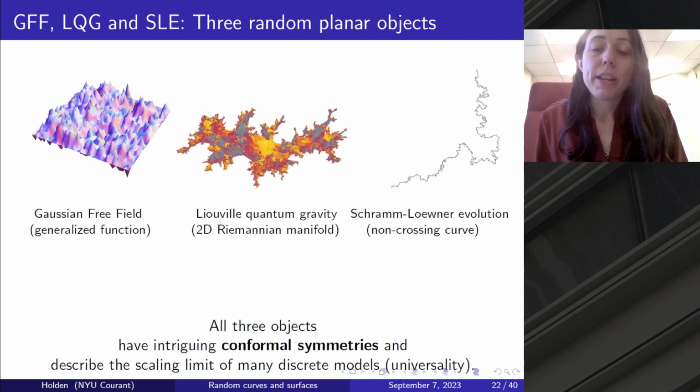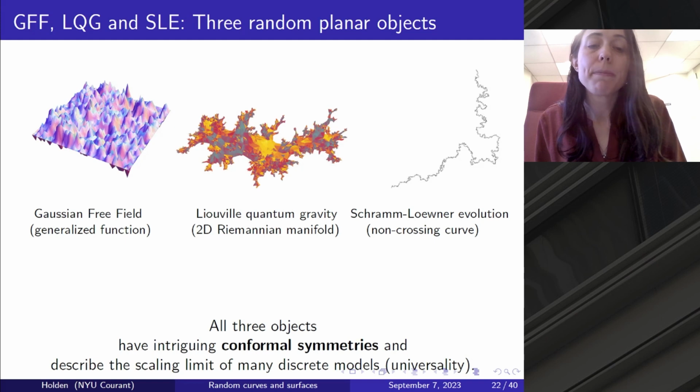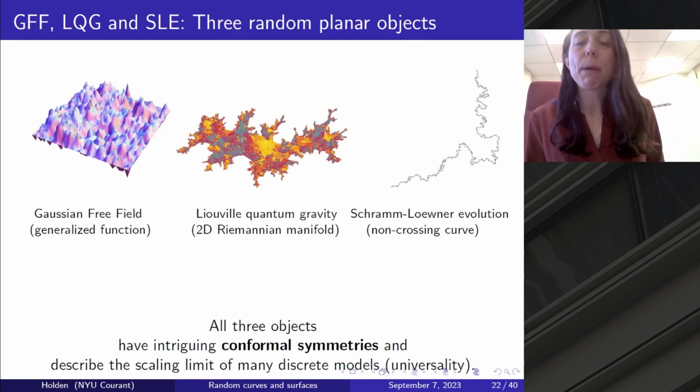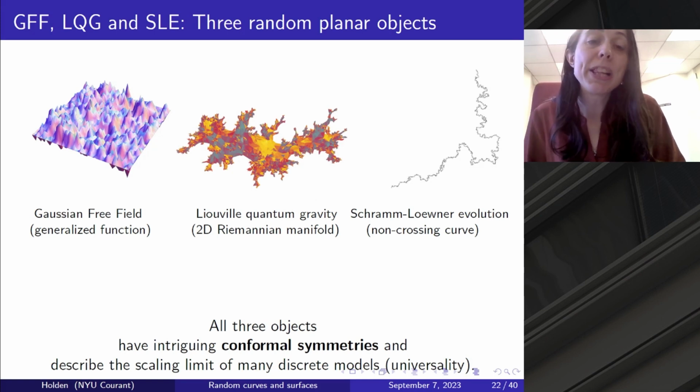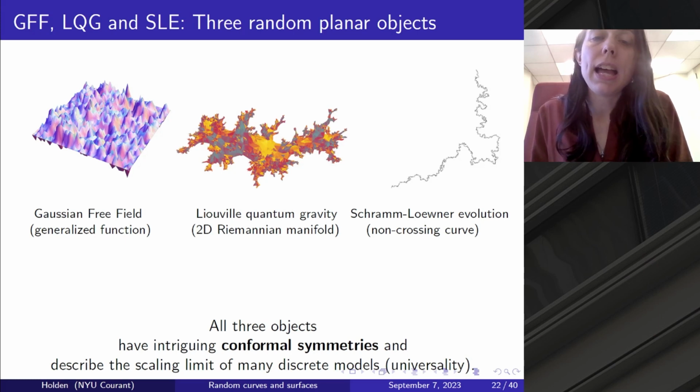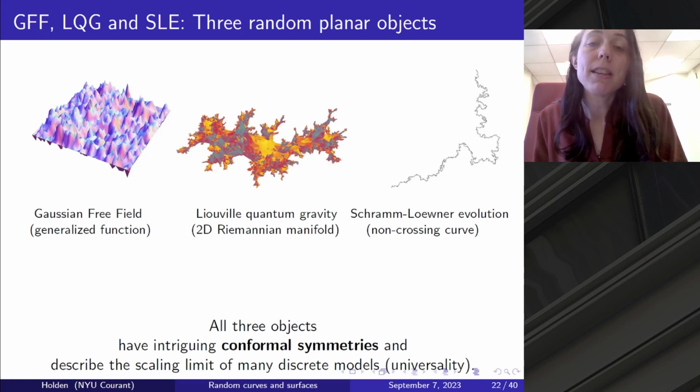Another thing that all three objects have in common is that they have interesting conformal symmetries. And finally, a third property they have in common is that they are describing the scaling limit of a large class of discrete models. So since these objects have so many properties in common, it's maybe not surprising that there are a number of interesting interplays and relationships between these objects. And in the rest of the talk, we will be looking at some of these interplays.